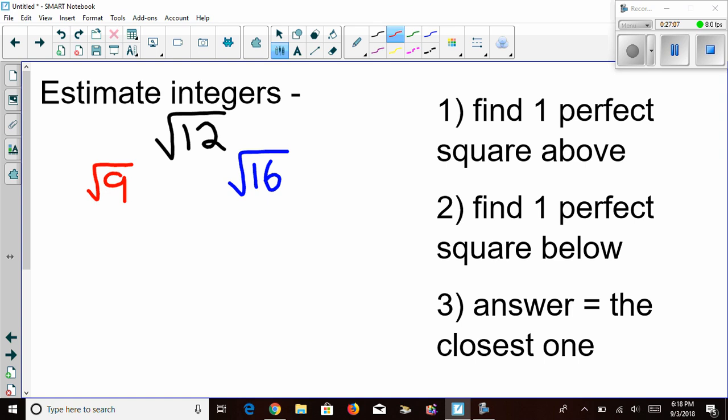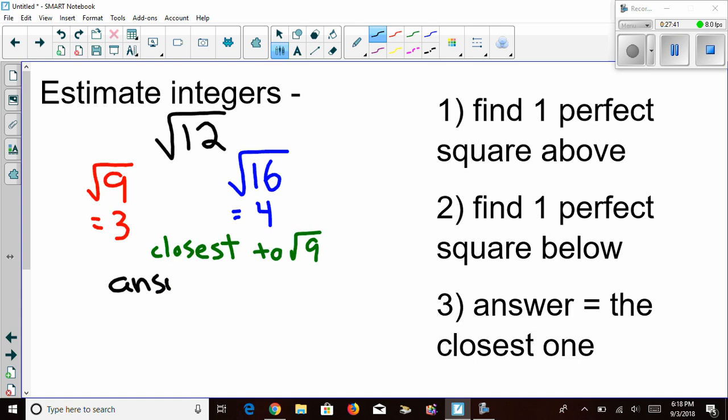For 9, that's 3. For 16, that is 4. Now, as a note, 12 is closest to 9, so my answer is closer to the square root of 9. So I'm going to say that overall, my answer is 3, because the square root of 9 is 3.